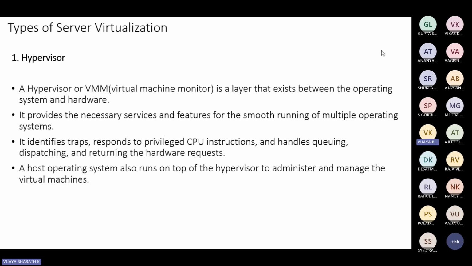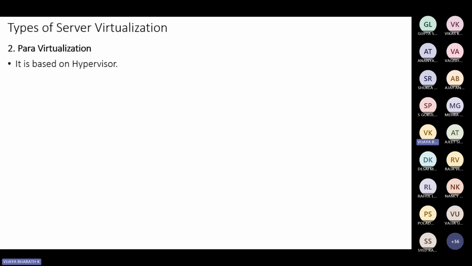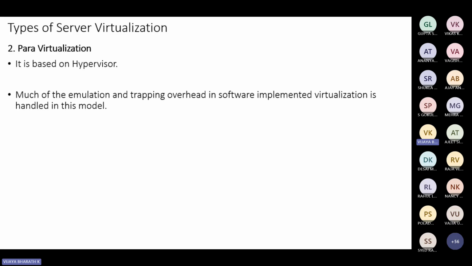So the host operating system runs on top of the hypervisor to administer and manage the virtual machines. Every virtual machine will have an operating system. Next is para virtualization. It is based on the hypervisor, and it handles issues like emulation and traffic overhead in software-implemented virtualization.